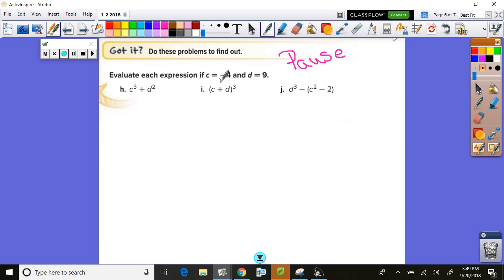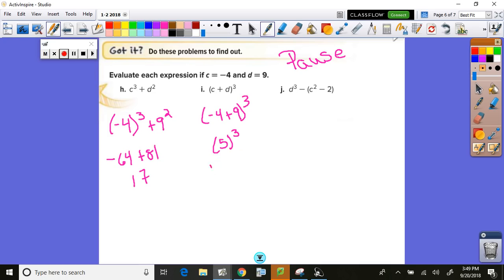Welcome back. Remember, I always put it in parentheses. So this is -4 cubed plus 9 squared. -4 cubed, my calculator using the caret button, is -64 plus 81, which is 17. Here, it's -4 plus 9 cubed. I do what's inside parentheses first, so -4 plus 9 is 5. So that's 5 cubed.